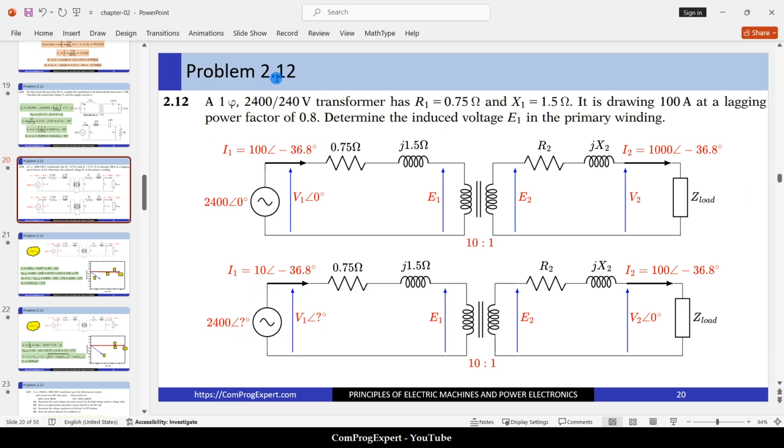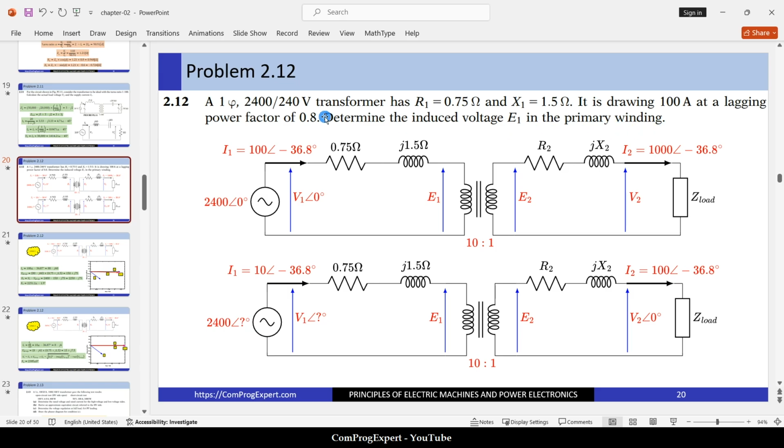Problem 12. A single phase 2400 to 240 volt transformer has R1 equal to 0.75 ohm and X1 equal to 1.5 ohm. It is drawing 100 amps at a lagging power factor of 0.8. Determine the induced voltage E1 in the primary winding.